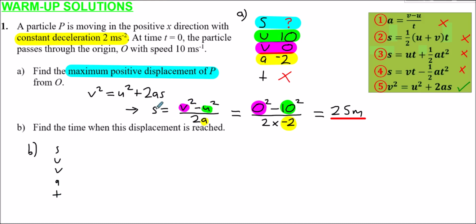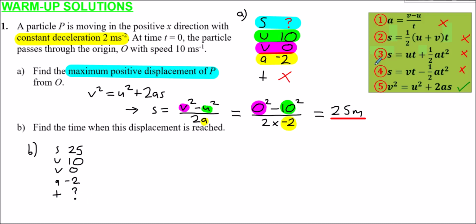So the displacement now we know is 25, so we can add that one in. We can use that if we wish. U is still 10. When it's at maximum displacement, V is still 0. A is -2. We want to work out the time. So we could use any formula that gives us time.